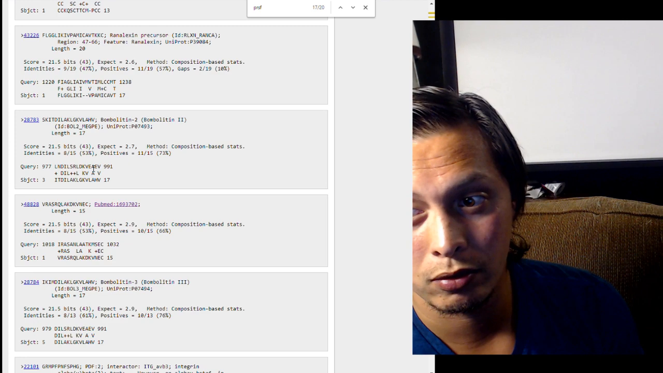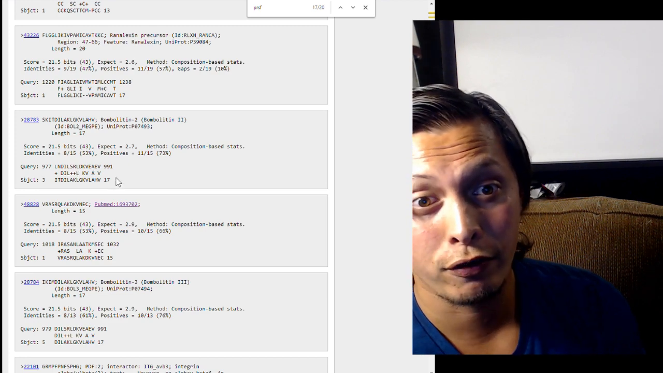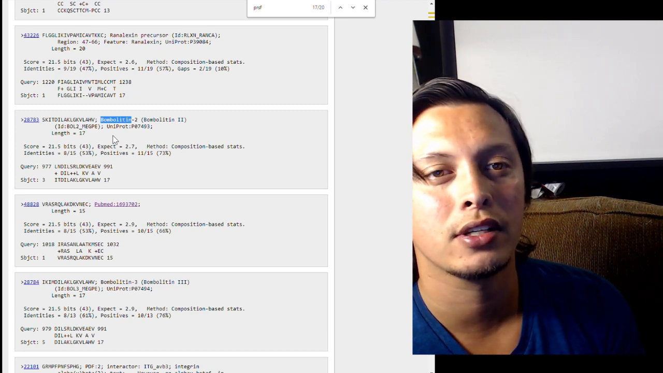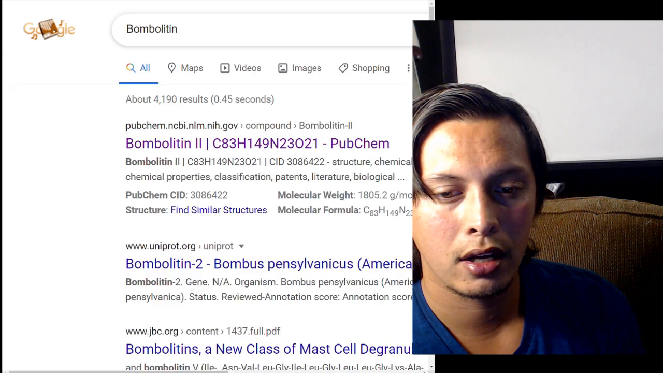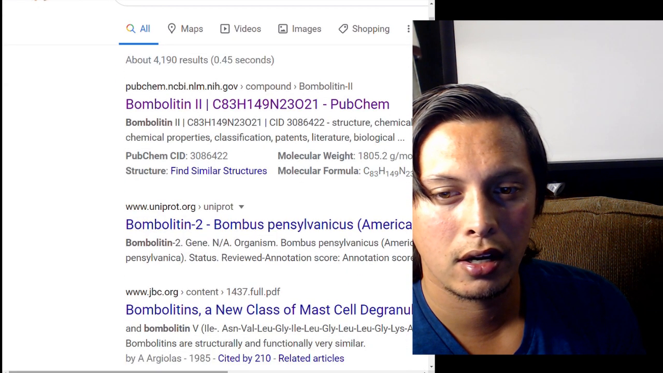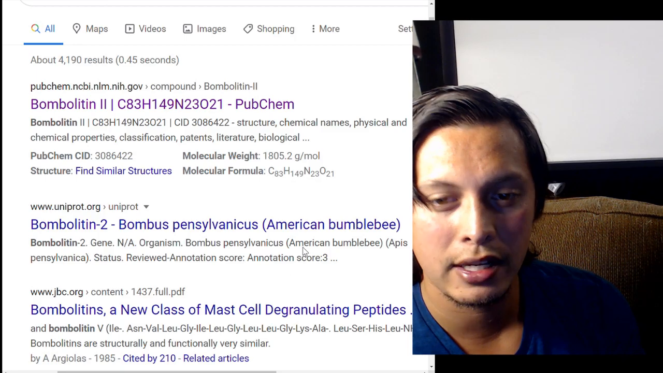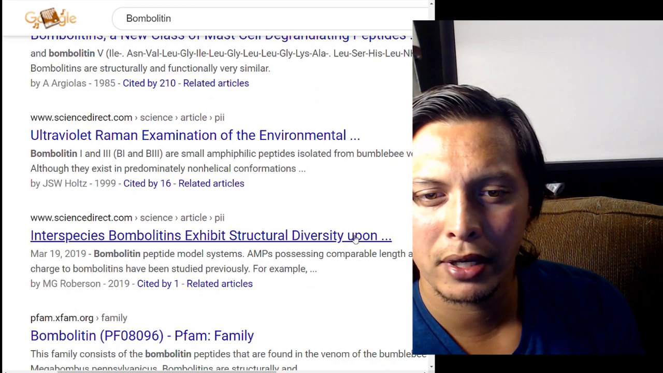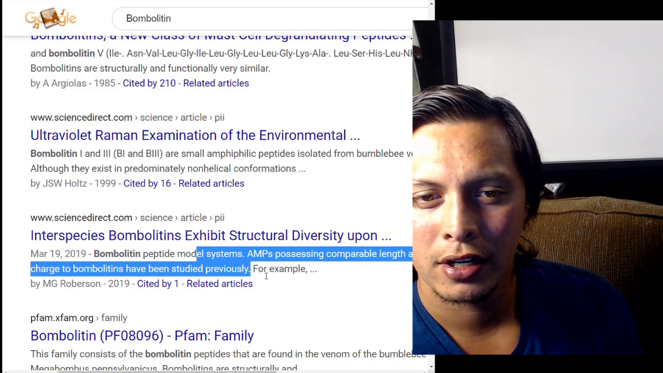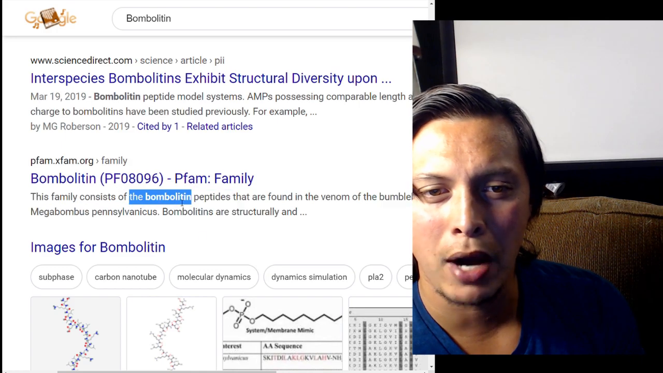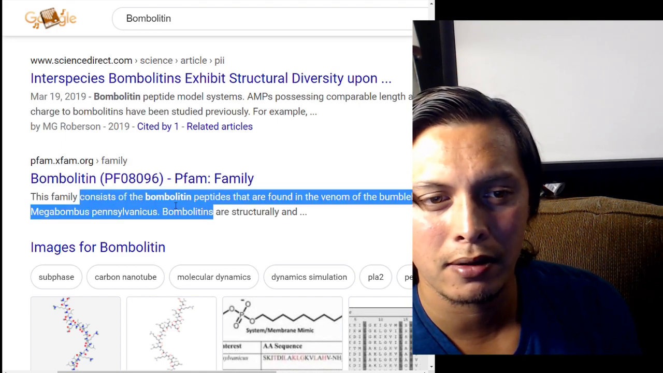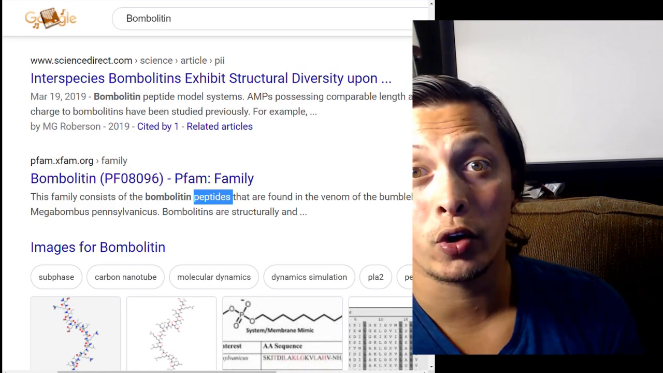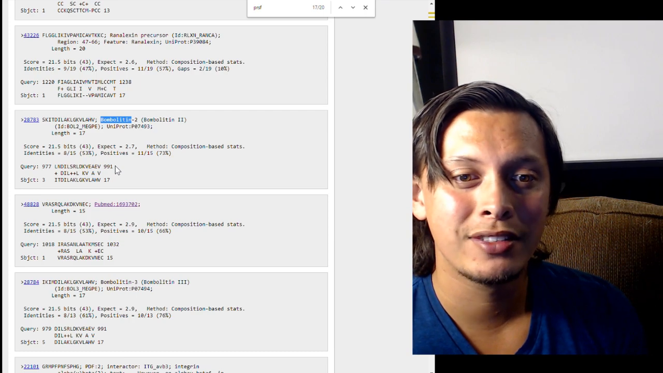And if you go into anaphylactic shock from bombolitin 2, I'm going to search that just to double check. Yeah, so they're made from bumblebees, and I don't believe bumblebees bite that much. But bombolitin peptides are found in the venom of bumblebees, so there's probably a lot of variety within them. Just be warned, if you're allergic to bees, I would take extra precautions.